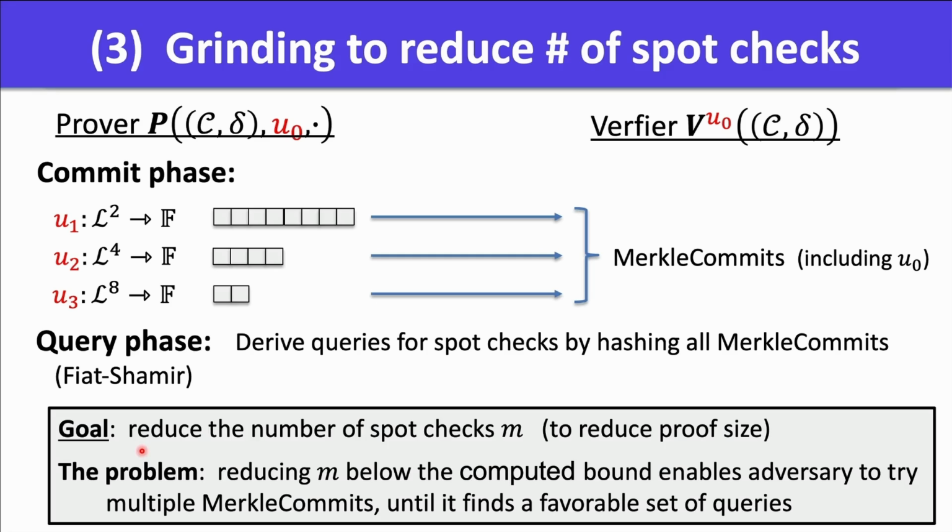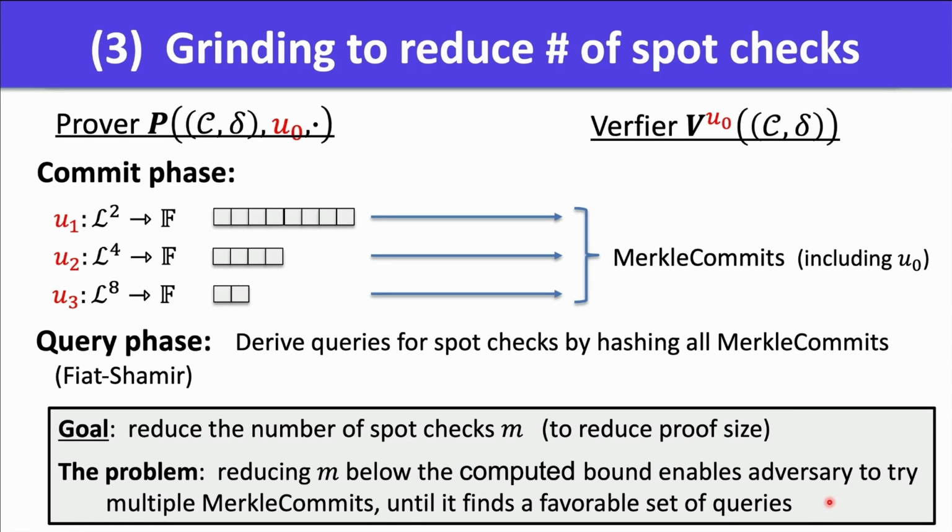Now, as we keep on saying, the way to reduce the length of the proof is to reduce the number of spot checks, m. The problem is that if we drop m below the bound that we just computed, then that would allow a malicious prover to try lots and lots of Merkle commits until it finds one that has a favorable set of queries, which will allow the prover to create a proof even when U0 is far away from the code. So in other words, the prover would be creating a proof for a false statement.